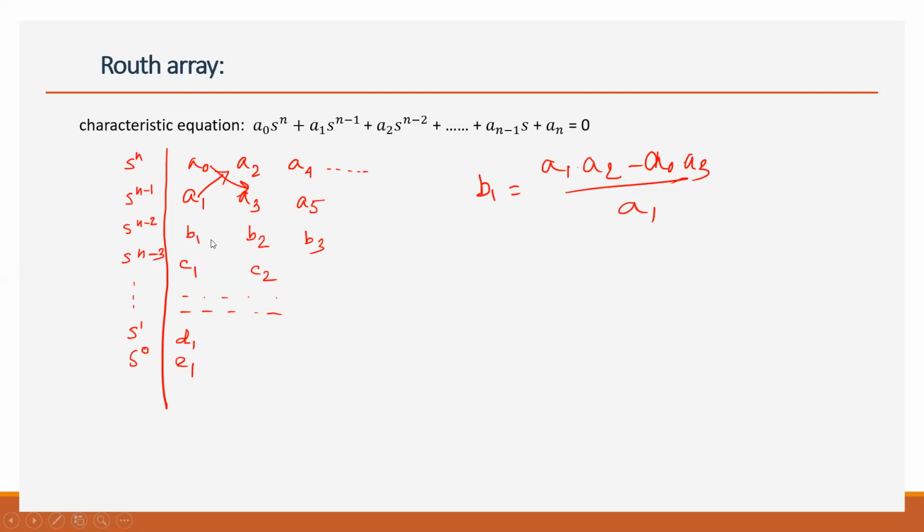B2 is again derived with the same technique. You start from this component and then just cross multiply and take the difference. B2 is nothing but A1 into A4 minus A0 into A5, divided by A1. And if you have more components over here, you just keep doing it.